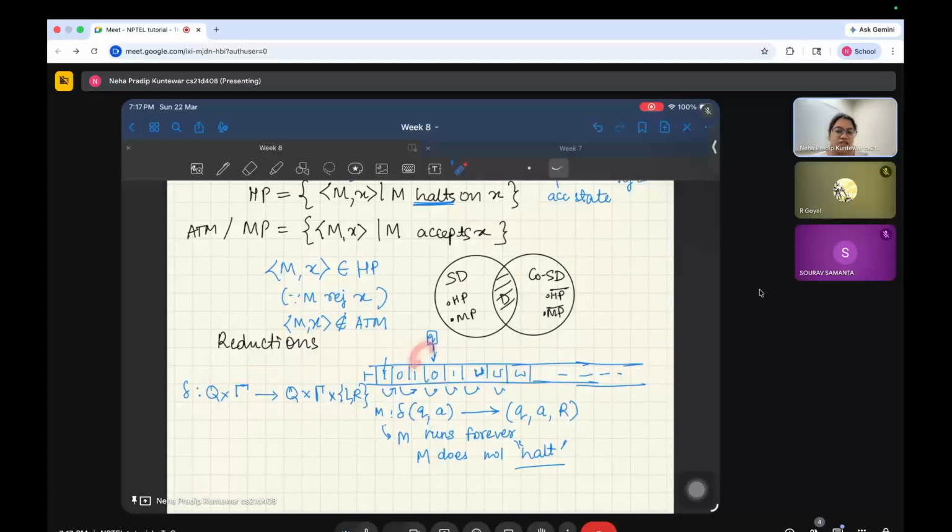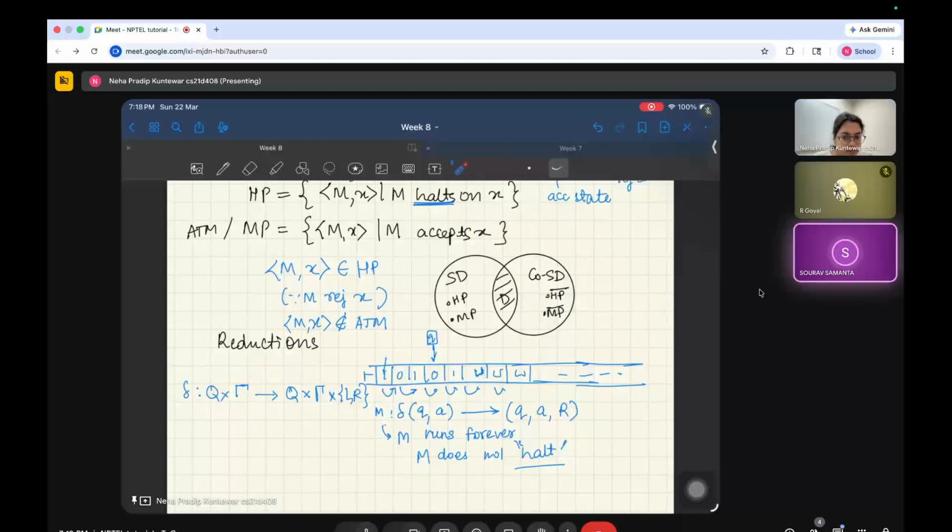So when I say keep going, I mean that because of the way we have defined this transition function, it just keeps moving right. No matter what it reads, it keeps moving right. So it will keep on running forever because the tape is infinite at this end.